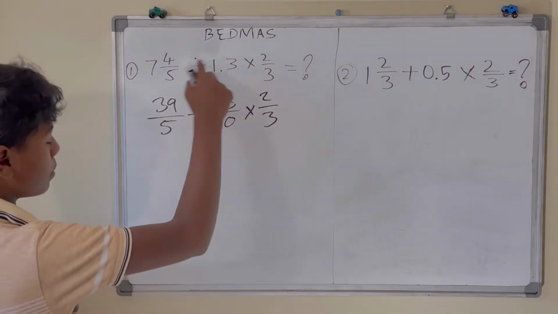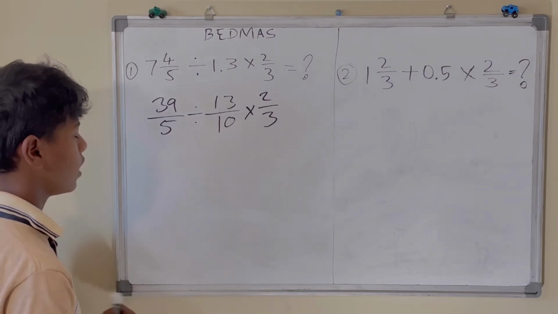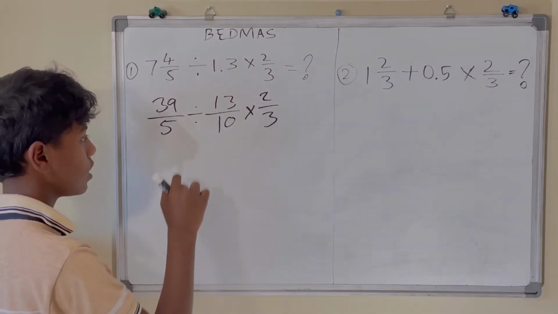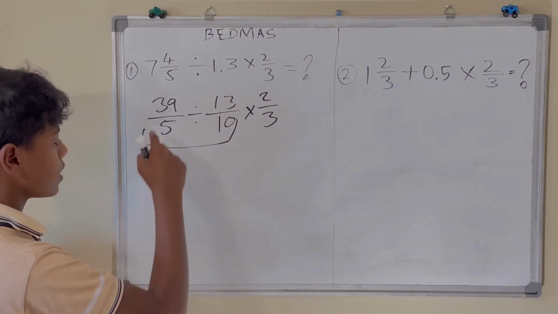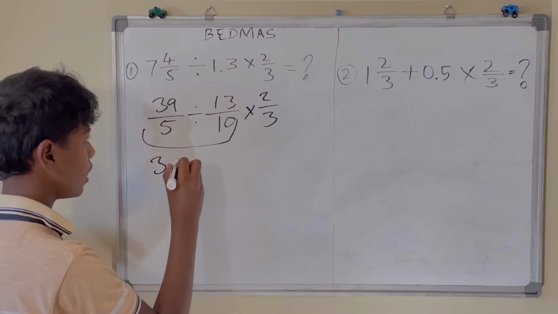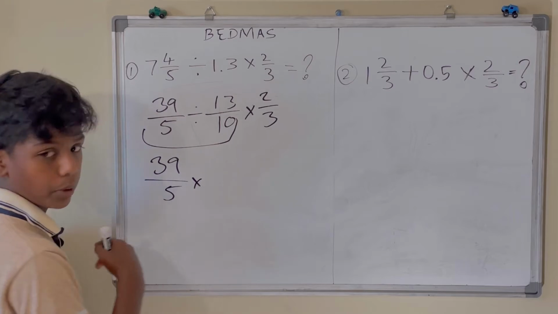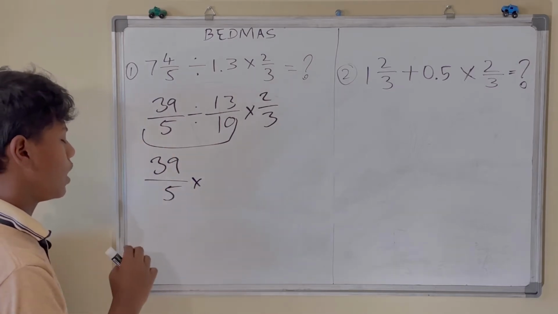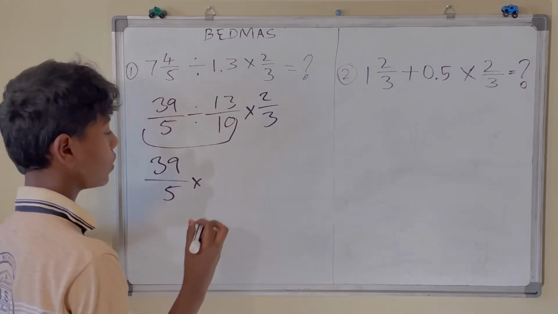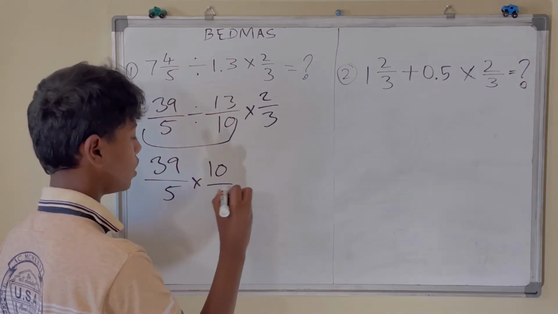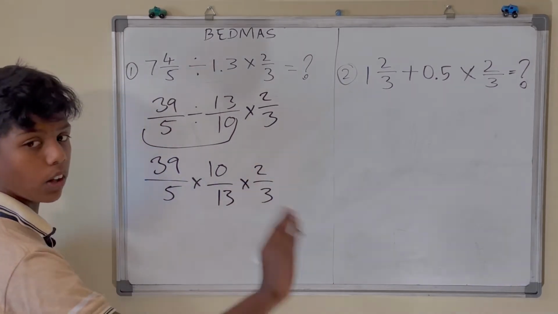So here with our BEDMAS, we do whatever comes first from our left hand side to our right hand side. Division, multiplication, division comes first. We're going to do this first. So this first we're going to rewrite it, 39 over 5 multiplied by, and then we're going to do our keep, switch, flip. So we're keeping 39 over 5, we're switching that symbol into a multiplication symbol. We're flipping 13 over 10 into 10 over 13. And then we're going to write multiplied by 2/3. So now we have all multiplication.